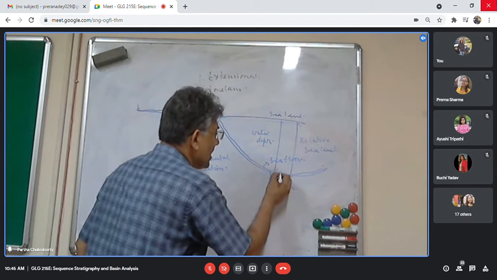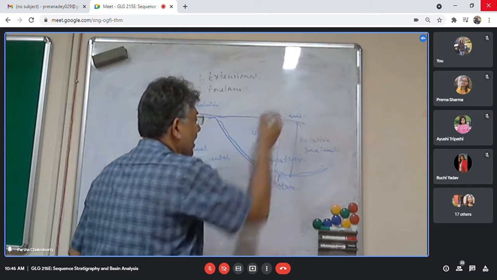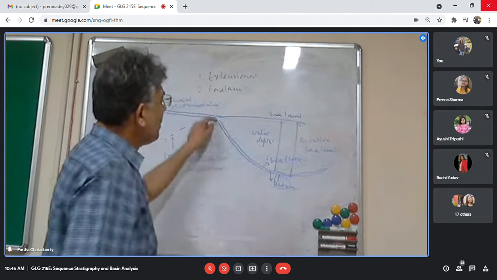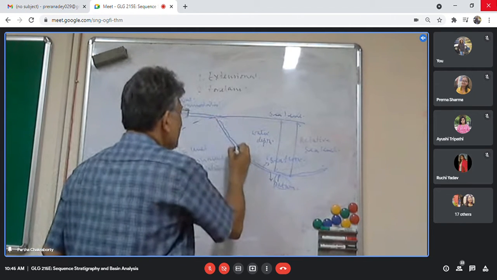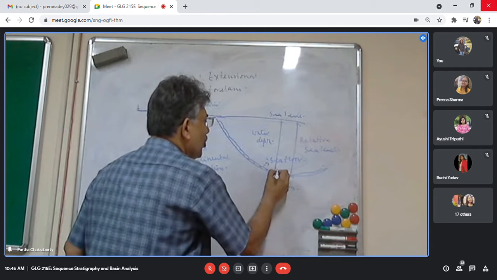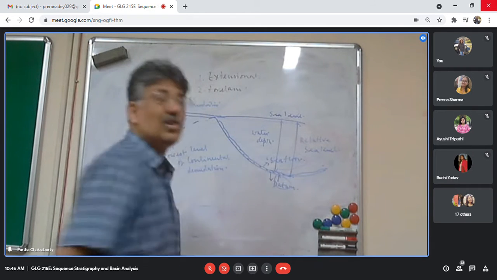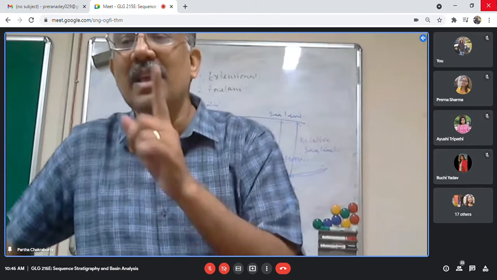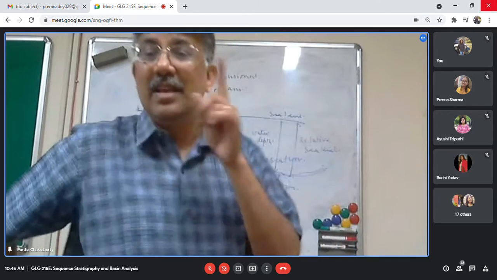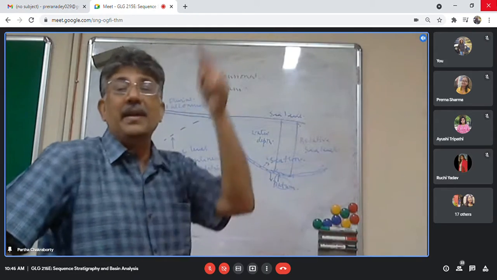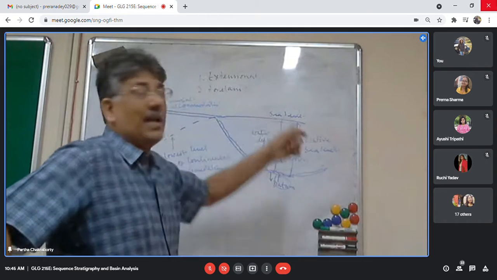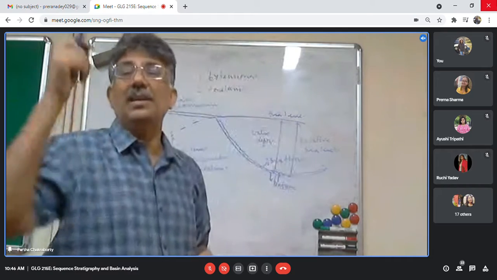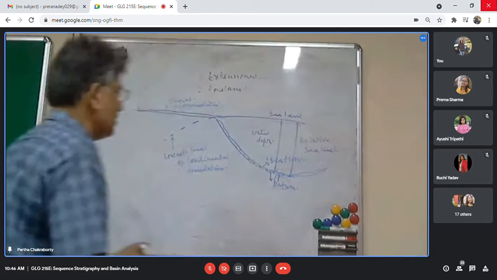So think of the relationship of this datum with the sea level. Don't think of the relationship of the sea floor and the sea level, because the sea floor is defined by the sediment, the deposition of sediment on this datum, and the top surface of the depositional surface is your sea floor. So the sea floor is not defining whether you are going to a transgression or regression. It is the datum, its movement up or down, and the sea level, its movement up and down, that basically controls whether you are increasing or decreasing the accommodation.